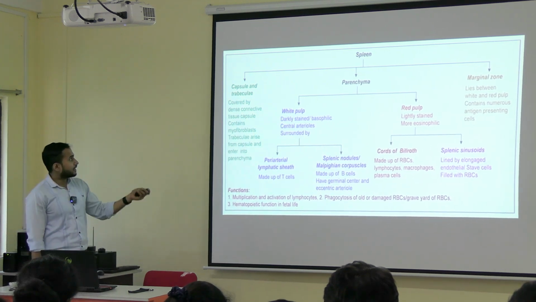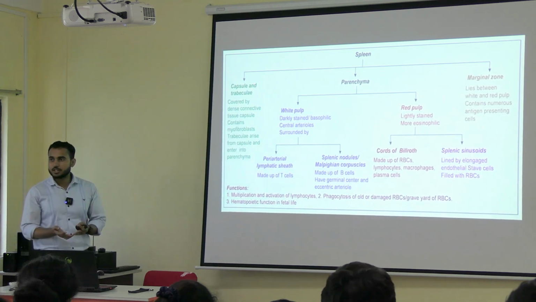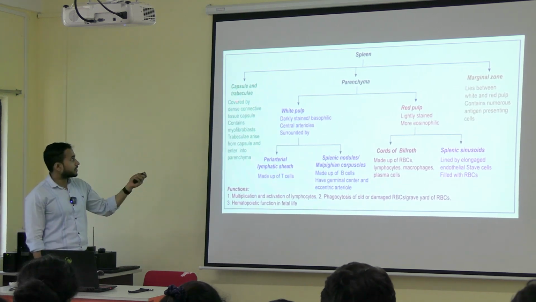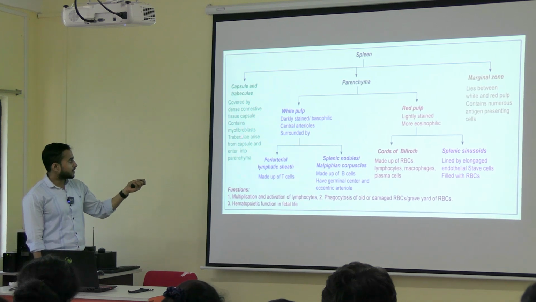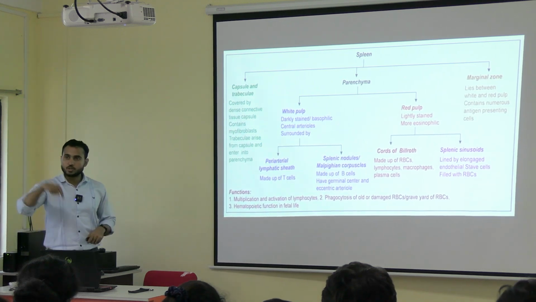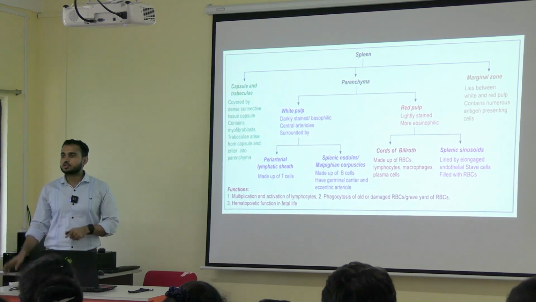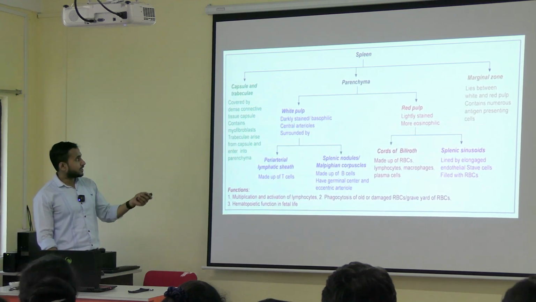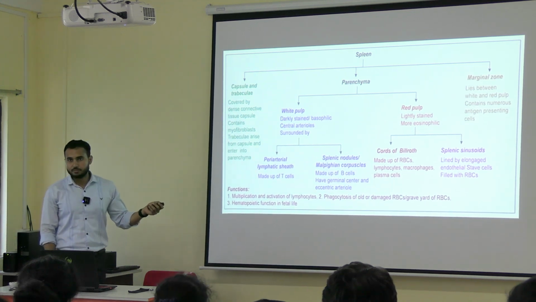Okay. Now here, first of all, capsule is there, which is surrounding the gland. Then trabeculae are there, which is made up of dense connective tissue, and it is having myofibroblast. Now trabeculae which will arise, they will go deep into the parenchyma, and it will divide it into small lobules. Next, if you see the parenchyma, it is made up of two parts, white pulp and red pulp.